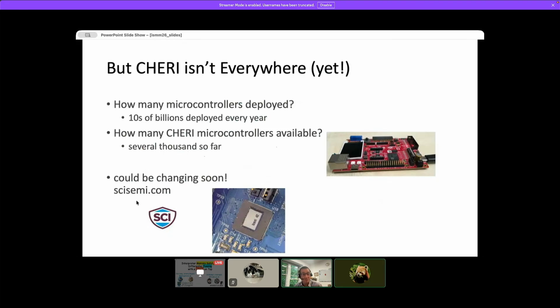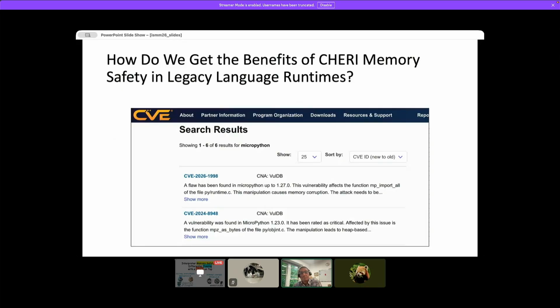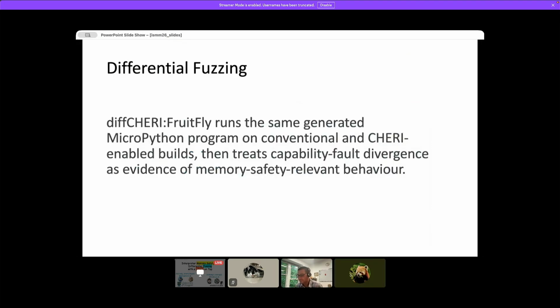This could be changing soon. There's a startup company called SCI Semi that's taping out CHERI silicon in a RISC-V IBEX core, and soon you'll be able to buy that. But for the time being, we want to get the benefits of CHERI memory safety in legacy language runtimes, because language runtimes like MicroPython really do have vulnerabilities that people are noticing and perhaps exploiting. So we want to try and make MicroPython more memory safe.